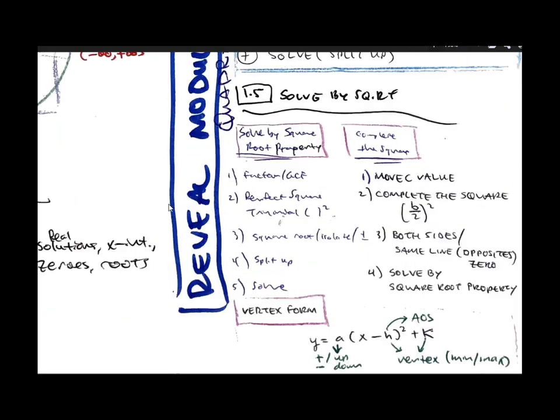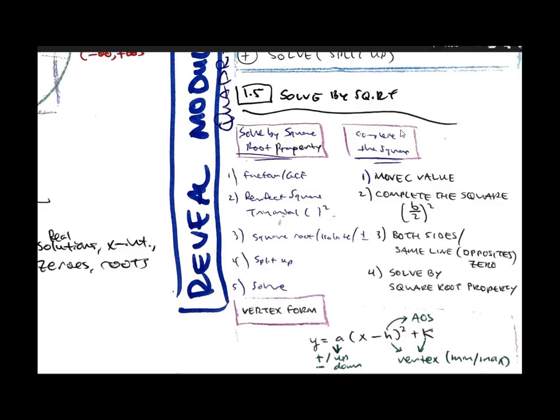Okay, in 1.5, we learned solving by the square root. Solving by the square root property works best when you don't have a b value, or the b value is 0. Solve by square root property, factor, or take out the greatest common factor. You're going to take a perfect square trinomial, so factor on the left side. If it's not factorable, then isolate it, and you want the c value on the right side. Take the square root of both sides. Don't forget to write the plus or minus, split them up, and solve.